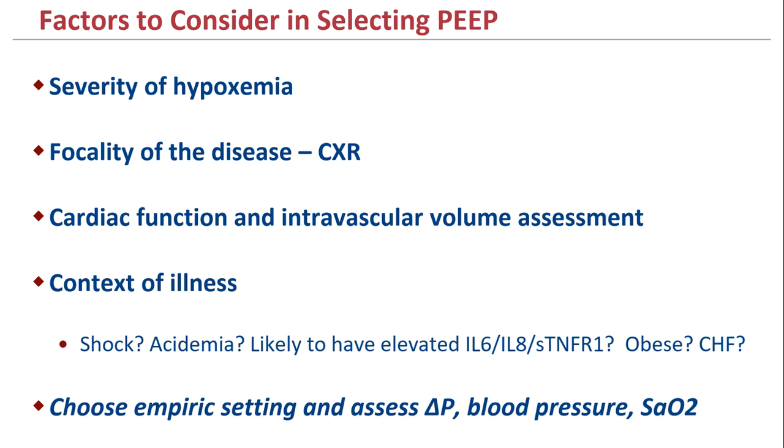So the factors to consider: severity of hypoxemia. It is beneficial in beyond moderate ARDS, and most beneficial there. There is no sense in giving high PEEP to mild ARDS. Doesn't make any sense. Focality of the disease: unilateral disease, probably no great idea of giving a very high amount of PEEP. Cardiac function and intravascular volume assessment: left heart failure, useful. Right heart failure, be very scared of giving a very high amount of PEEP. Context of illness: high inflammatory markers, possibly high PEEP, fluid restricted strategy.